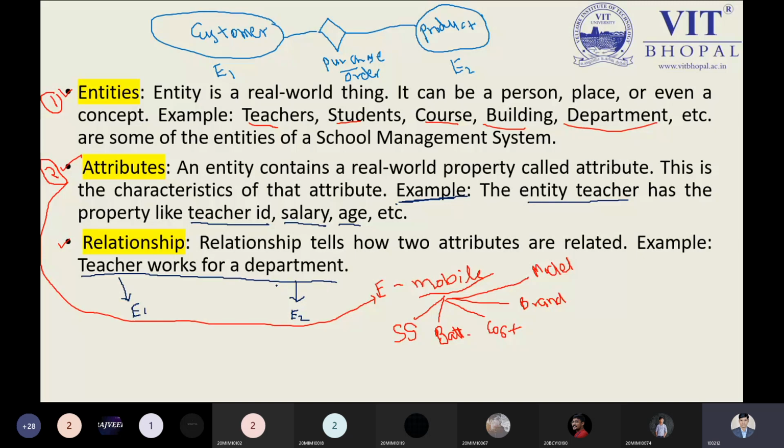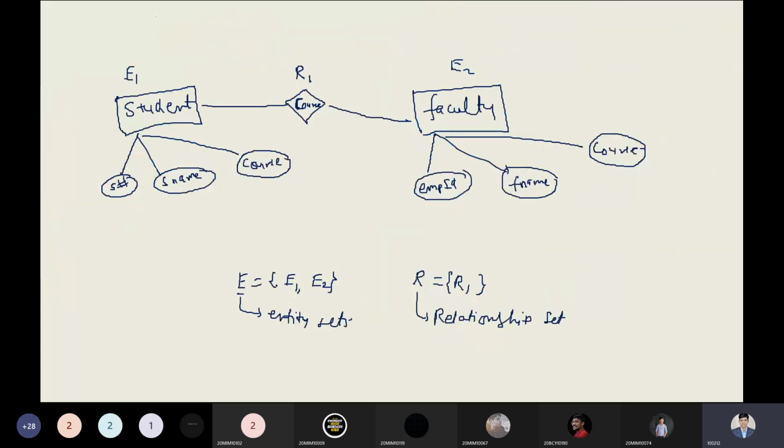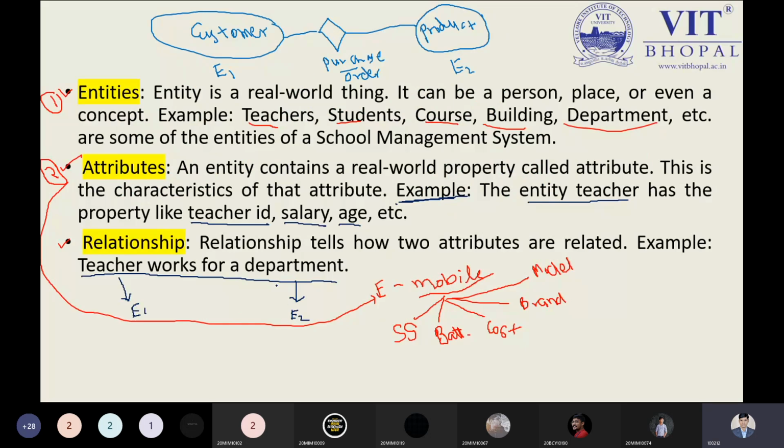So these are the three important components we have to keep in mind. Yes, tell me right now. Is it clear to all? Or anything you need to ask right now? Is it clear to all? Yes, sir. Sir, can you explain this example again, sir? That teacher part. Yeah, I can explain over here, no issue.